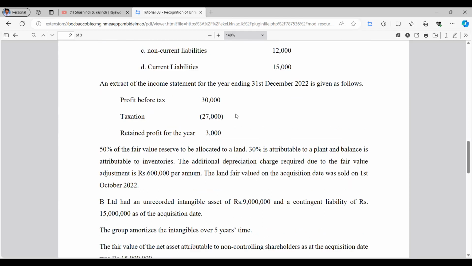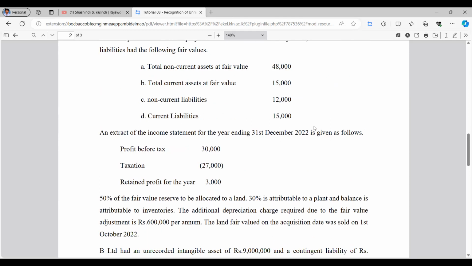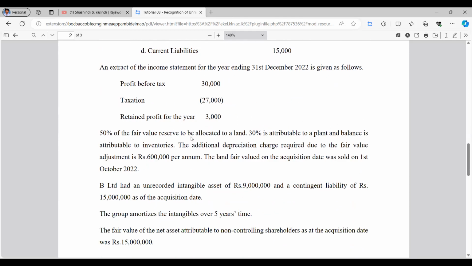When you compare the date of acquisition net assets against the book value, you get the fair value difference, which we can discuss later in the computation part. 50% goes to the land, 30% is plant, and the balance 20% is inventories, because land is not subject to depreciation as per LKAS 16, as it has an unlimited useful life. But the plant should be depreciated. The excess depreciation should be recognized in the consolidated financial statements.